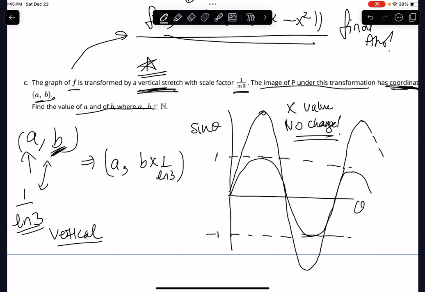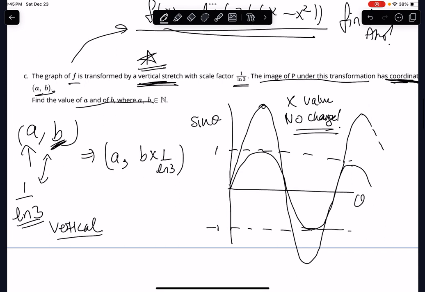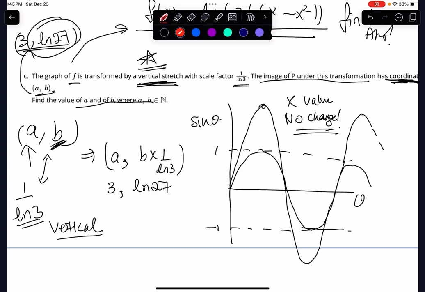If you look at the maximum value, we found it to be 3 comma ln of 27. So a is going to be the same, which is 3. And the original value of b, as we saw, was ln of 27. So now we're just going to do ln of 27 by ln of 3. These are going to be the two values given over here.